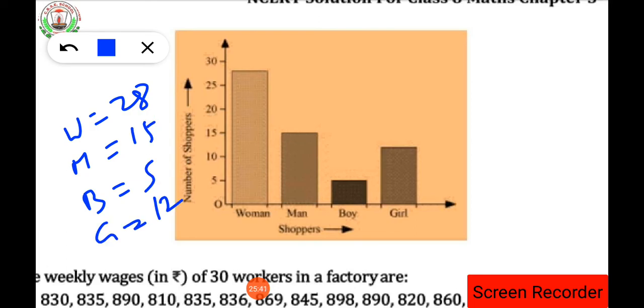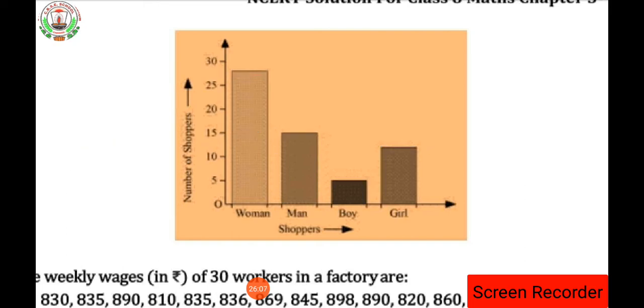Yes, here 15. Okay, using this data we have to draw. So how many women are there? 28. So here 28 is marked. Okay, then how many men are there? 15. So 15 will be marked here. How many boys are there? 5. So 5 will be marked here. And how many girls are there? 12. So 12 will be between 5 and 10. So here is 12. So in this way you have to mark the graph. So clear everyone how to draw the graph?